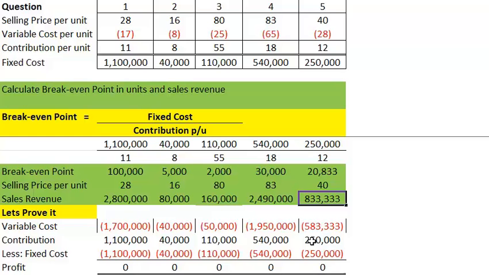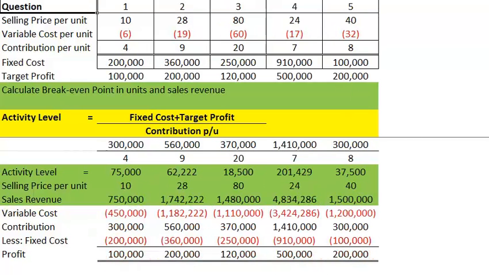This is how we calculate break even point. Break even point is the level of sales where sales revenue is equal to total cost. Now we will calculate level of sales at which we not only recover the total cost but also generate a given level of profit. In this question again we have 5 different questions.